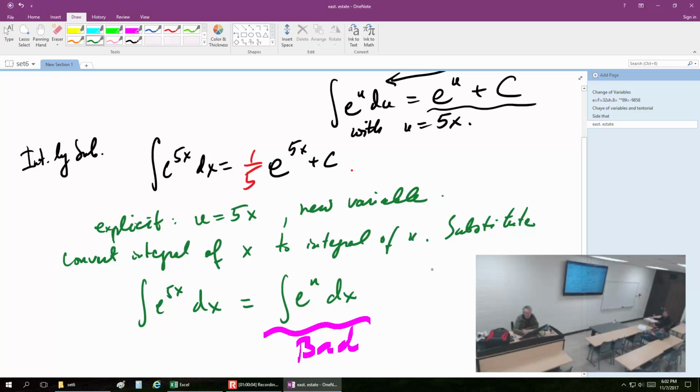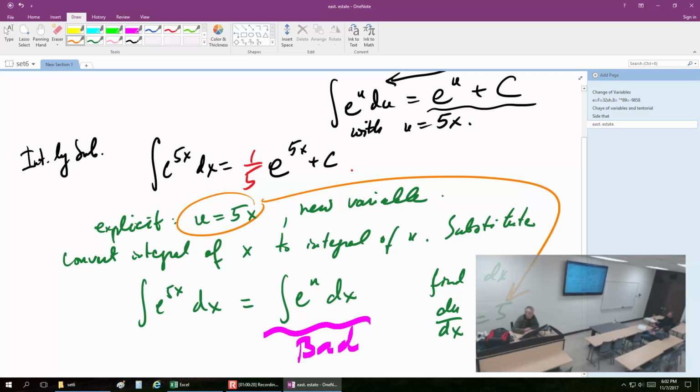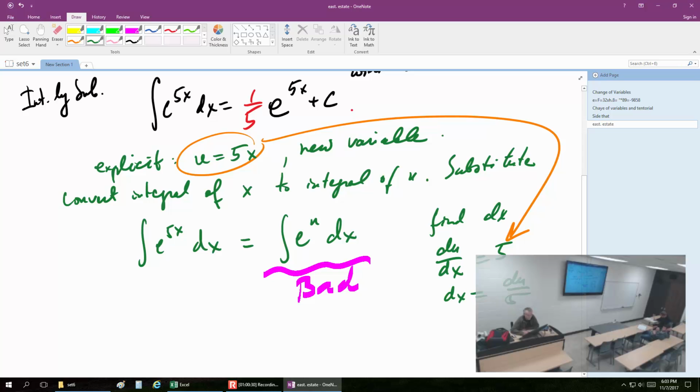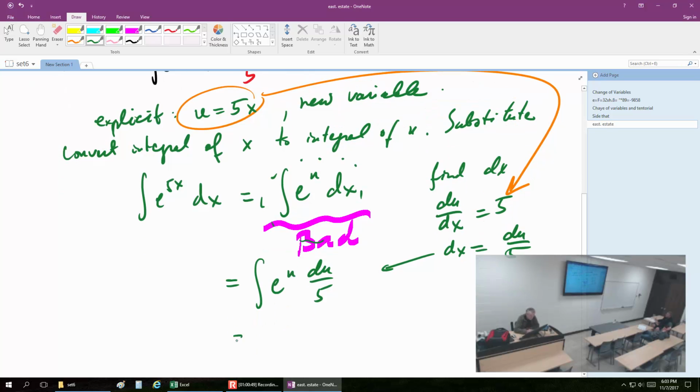So what is dx? Find dx. And dx is actually easy to find, because du/dx is 5. u is equal to 5x, so du/dx is 5. And if that's the case, then my dx is equal to du over 5. So this unfinished substitution can be finished, and it will be entirely an integral with respect to u only. It will be e^u, and I substitute dx, so I'll have du over 5.